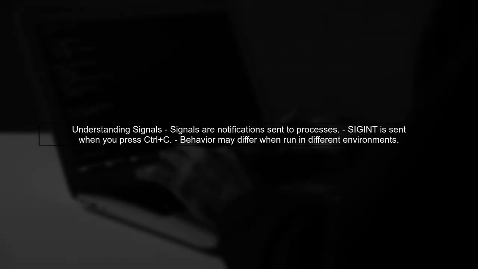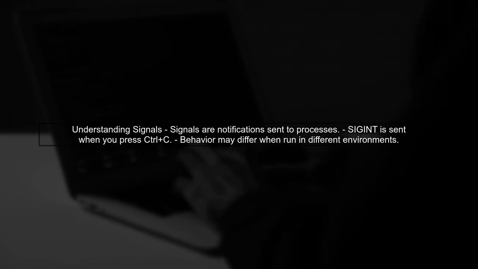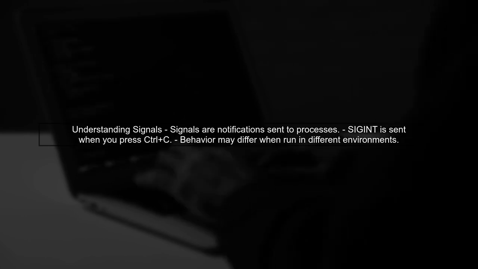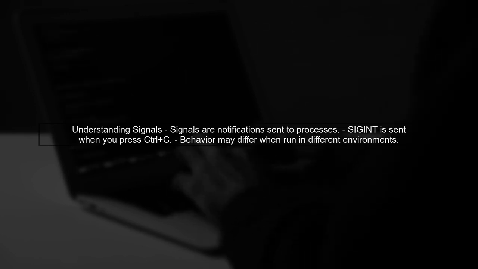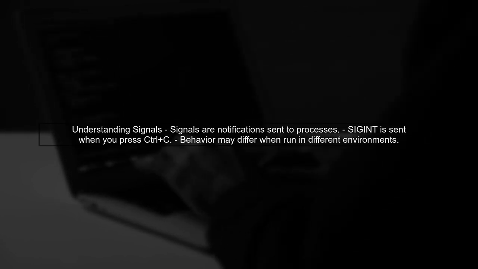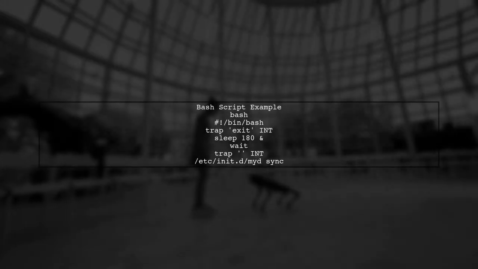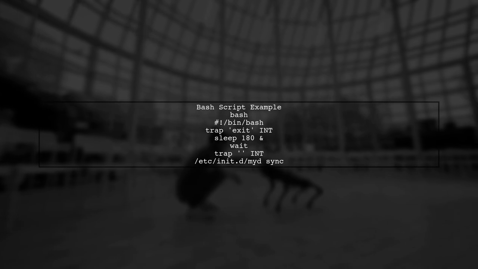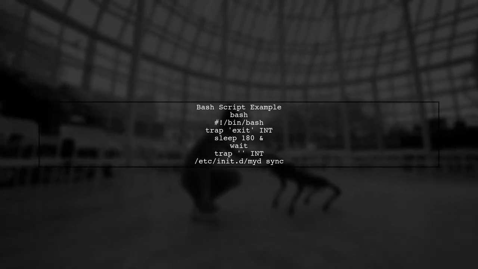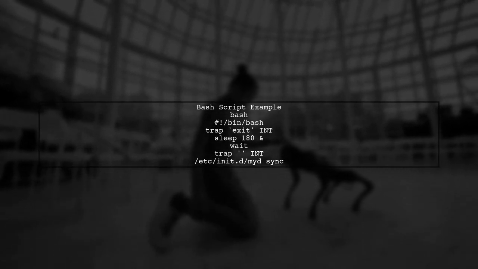Let's address the issue of your bash script not receiving the SIGINT signal when executed via the system call in C. First, we need to understand how signals work in different contexts. In your bash script, you have set up a trap for SIGINT to exit the script. However, when running the script from a C program using system, the signal handling may not behave as expected.